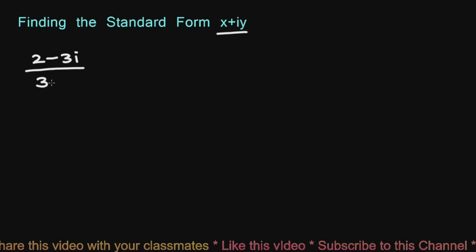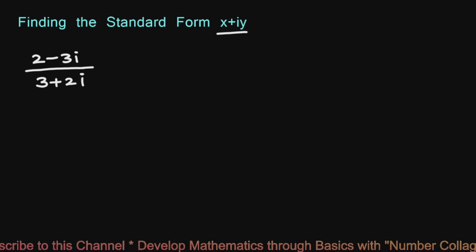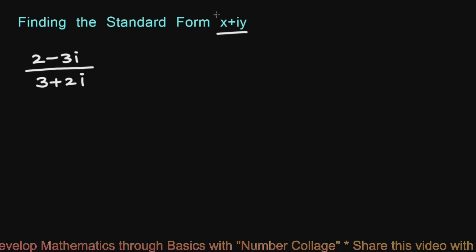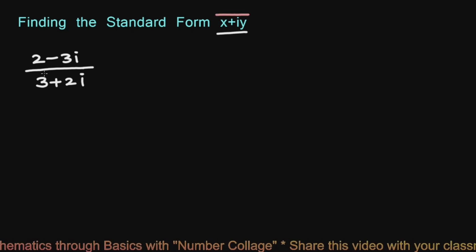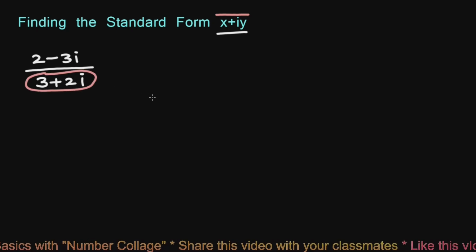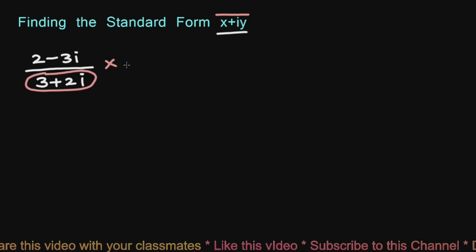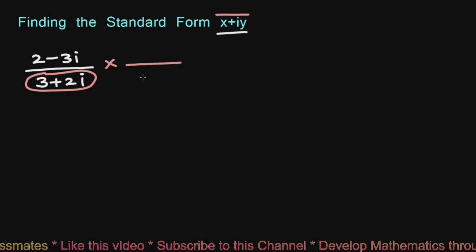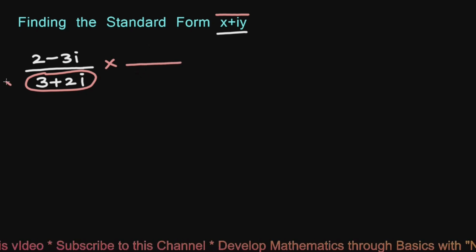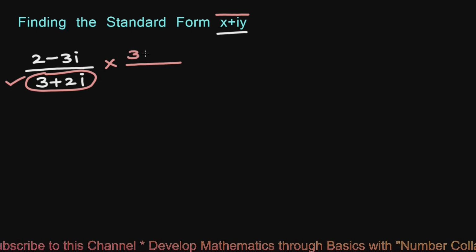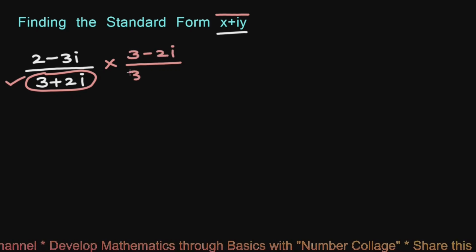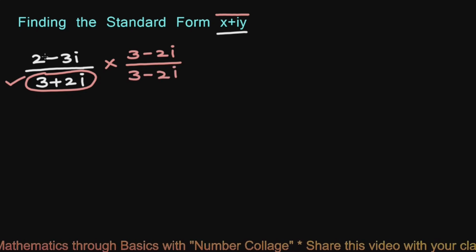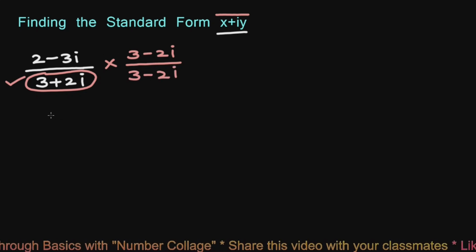We have to find the standard form x plus iy of the given complex number (2 minus 3i) upon (3 plus 2i). In order to write this complex number in the standard form x plus iy, we have to make this denominator real. For that, we will multiply the given complex number in the numerator and denominator by the conjugate of 3 plus 2i, that is (3 minus 2i) upon (3 minus 2i). Now we will multiply numerator and denominator separately.